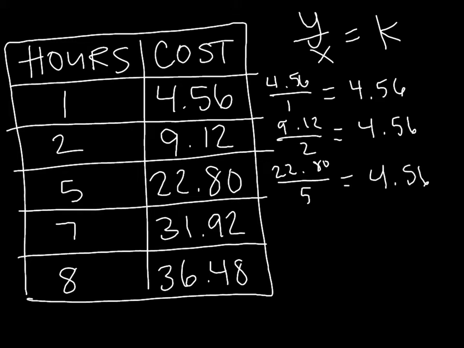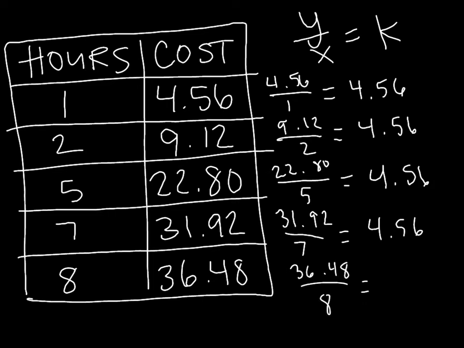4.56. 31.92 divided by 7 is 4.56, and let's go ahead and check that last set here. $4.56. All right, because each and every one of these is 4.56, I can go ahead and say that this is indeed proportional.